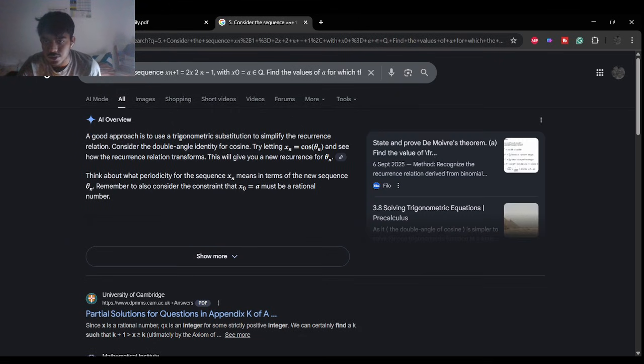A good approach is to use a trigonometric substitution to simplify the recurrence relation. Consider the double angle identity for cosine. Try letting x_n equal cos theta_n and see how the recurrence transforms. This will give you a new recurrence for theta_n. Think about what periodicity for the sequence x_n means in terms of the new sequence theta_n. Remember to also consider the constraint that x_0 must be a rational number.